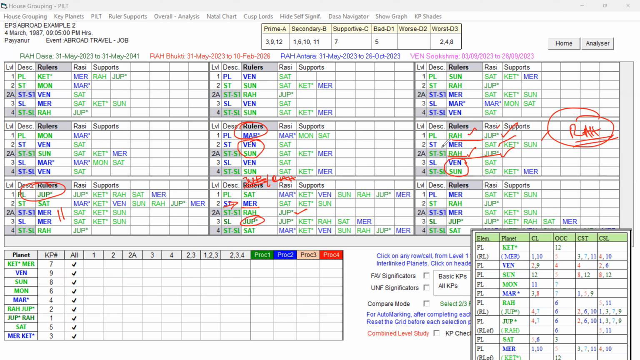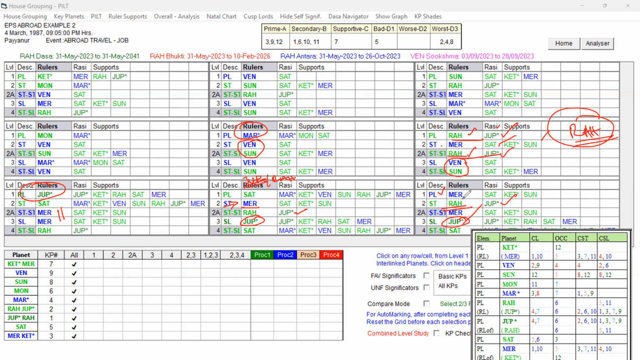Look at Mercury. The star lord of Rahu is Mercury. Mercury's source level is fine. That is the source planet for the job. And the star lord is Rahu. Rahu itself is acting as the star lord for Mercury. That sublord itself is Jupiter, forming a ruler link. So this grouping is good. Under Rahu, Mercury is strong.